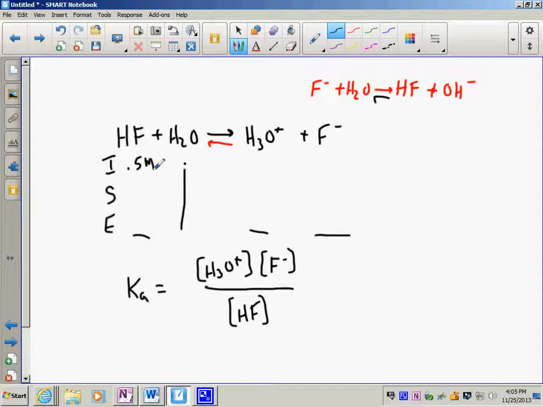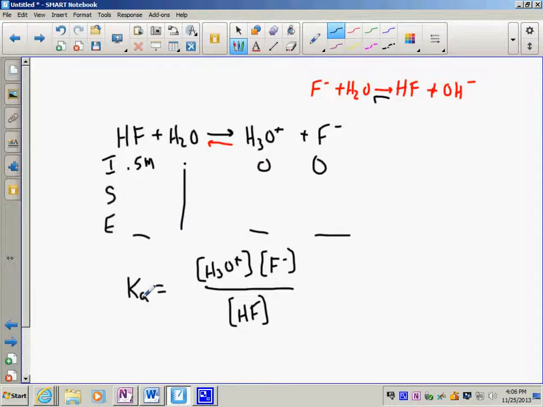The reverse reaction at this point doesn't have any initial concentration of fluoride, so it's 0 and 0. So at this point, this reaction starts shifting towards products and produces some fluoride, some H plus ions, and I lose some of this. All right, so how does this work? I'm just going to run through the mathematics of this.